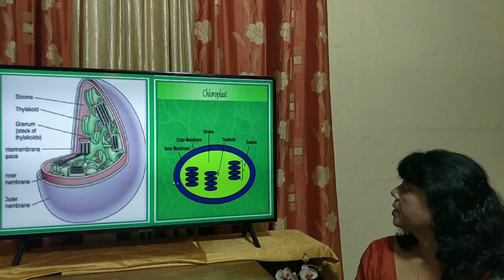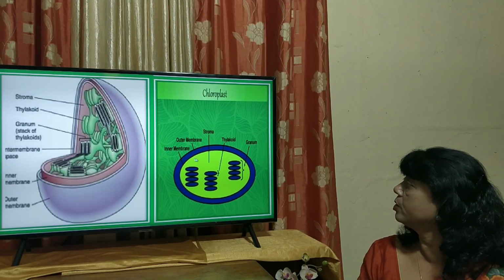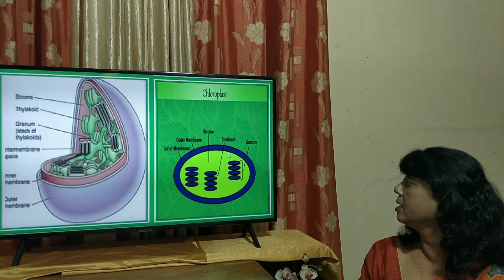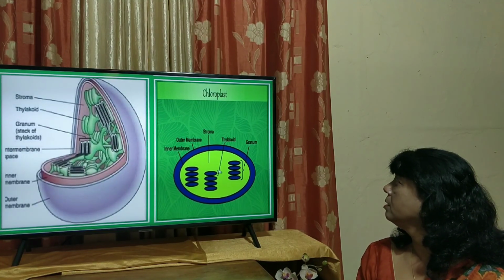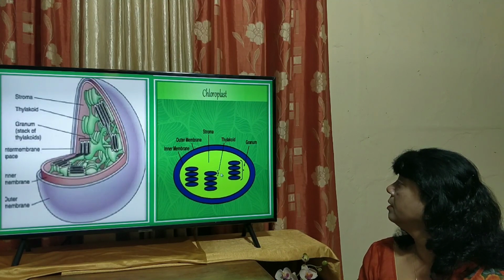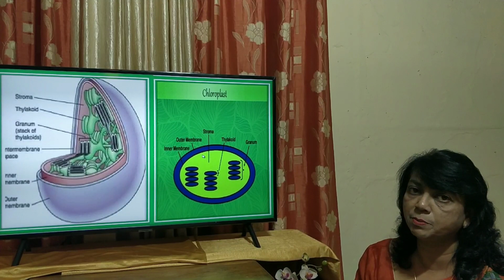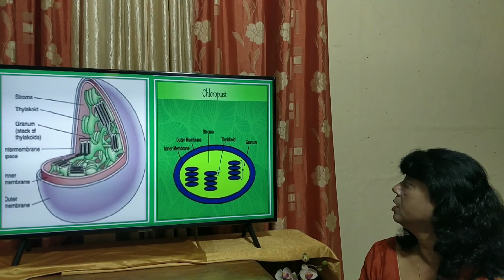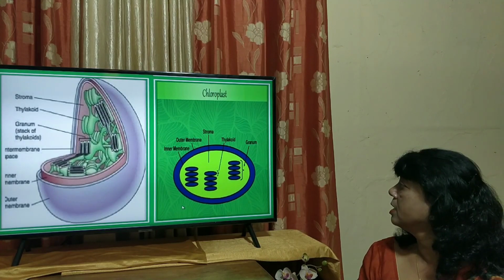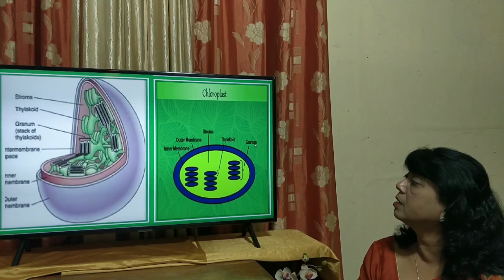And see here, this is the fluid part, which is shown here with fluorescent green color. This shows the stroma part. And here the stroma is a fluid part, a liquid part. And this coin-like structure is a thylakoid. So many thylakoids are stacked one on top of the other, forming a granum.